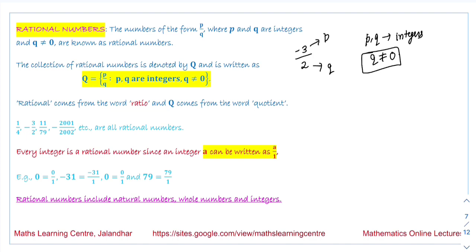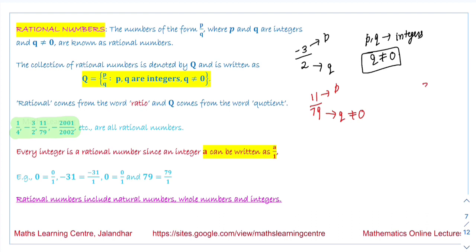Some other examples are also given over here, that it is say 1 by 4, -3 by 2, 11 by 79. So if I am talking about say 11 by 79, what we say is 11 is just p and 79 is just q. Both 11 and 79, they are integers and denominator is not equal to 0. So it means this number is a rational number. So if any number is given to you, you will just have to see it is in the form of p by q, and denominator should not be equal to 0.